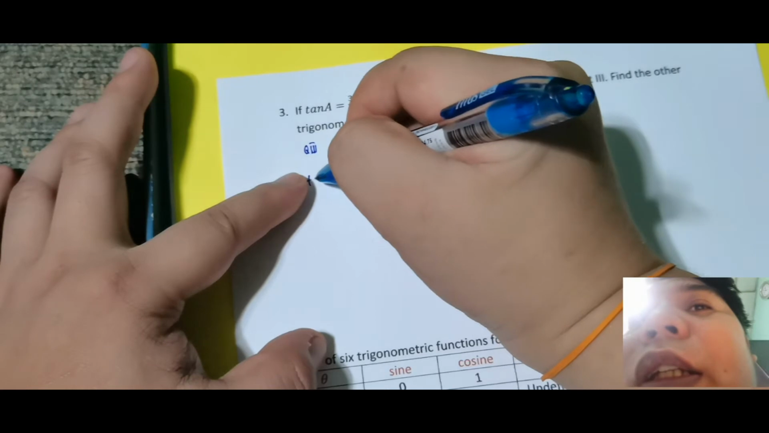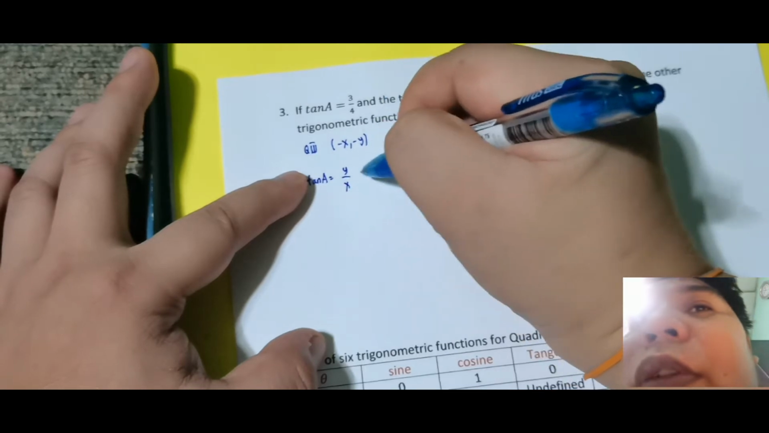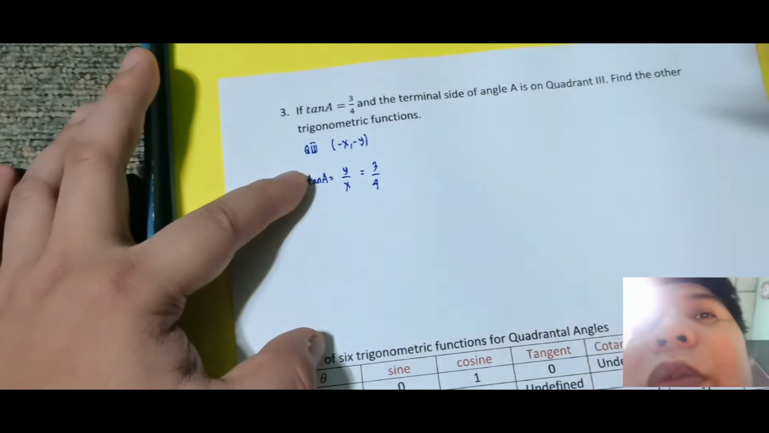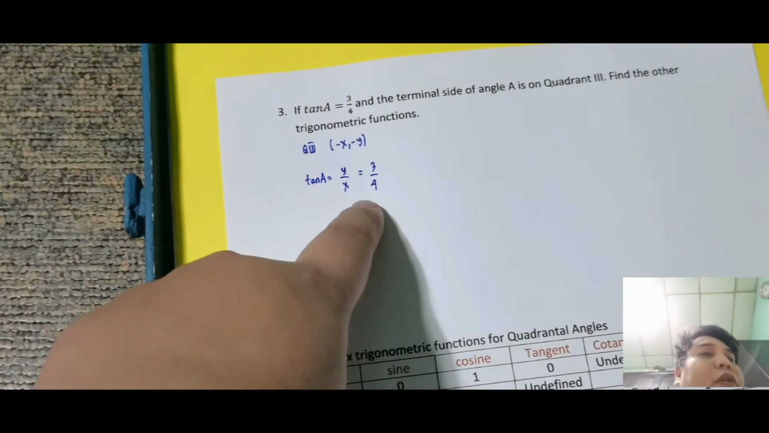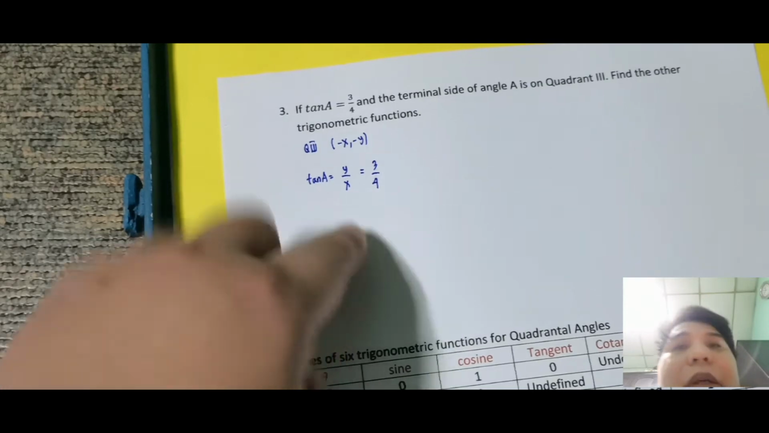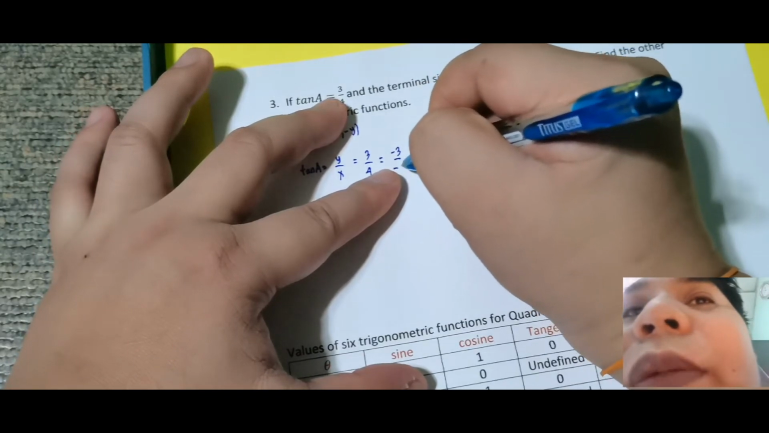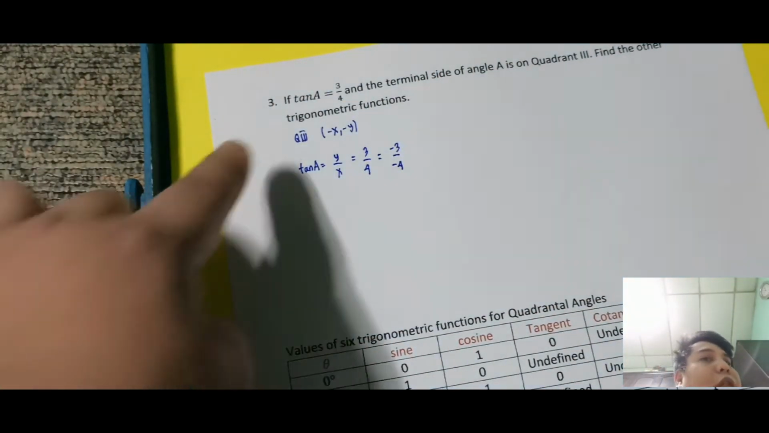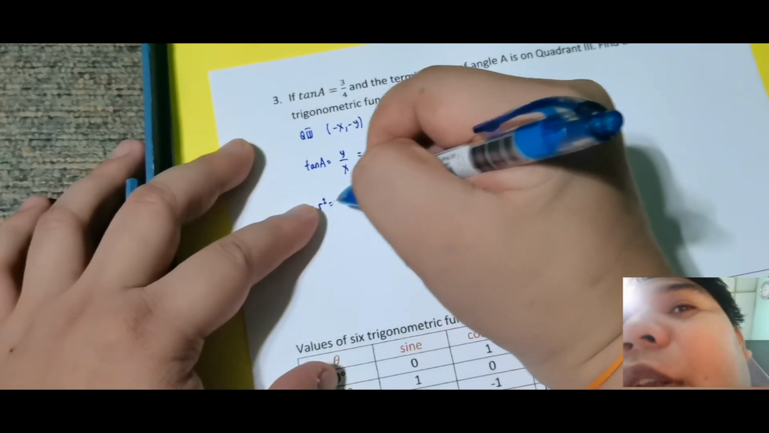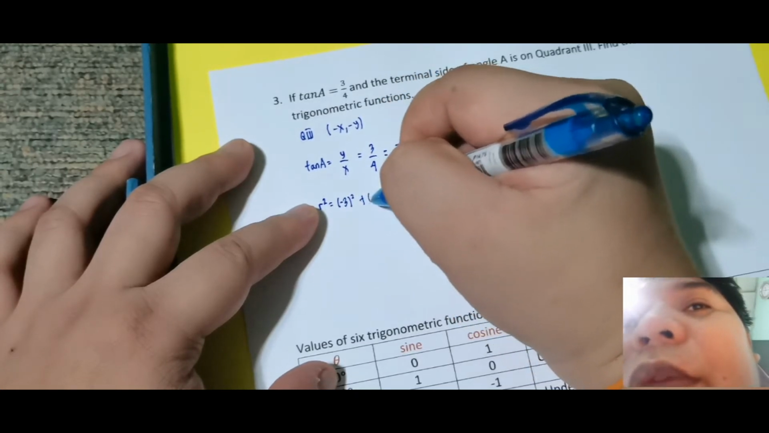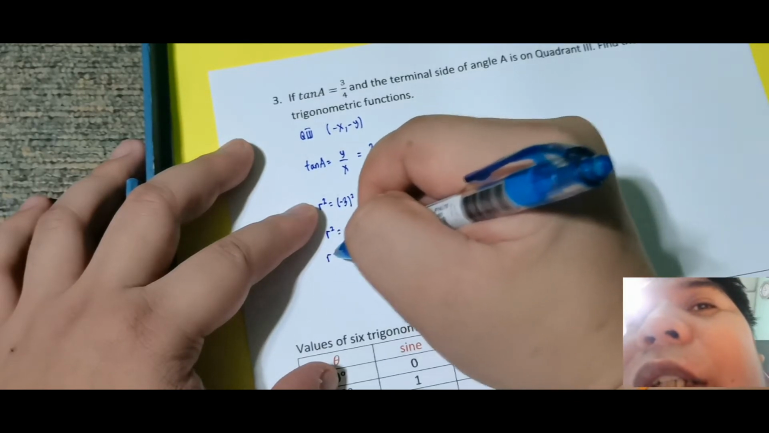Okay, another given natin is si tangent A. Si tangent A ay alam natin y over x. Or simply this is 3 over 4. So, aware tayo na yung value talaga nito na y over x is 3 saka 4. So, nawawala si radius. Okay, pero sabi dahil quadrant 3 siya, ang value talaga nito is negative 3 over negative 4. Ayun talaga siya. Kasi nga quadrant 3. Okay, so let us find yung r. So, r squared is equal to negative 3 squared plus negative 4 squared. So, simply r squared is equal to 25 or r is equal to 5.